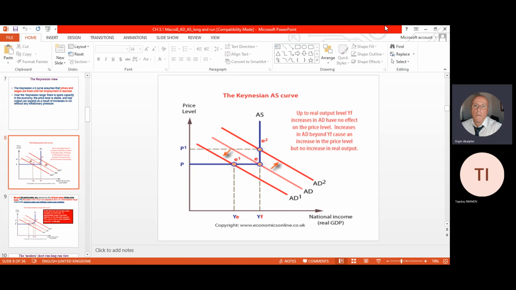Up to the real output level where full employment is considered, and full employment also means the output has reached equilibrium. Increases in aggregate demand then have no effect on the price level, because this is no longer changing the aggregate supply. And increases in aggregate demand beyond full employment cause an increase in the price level, but not in real output.